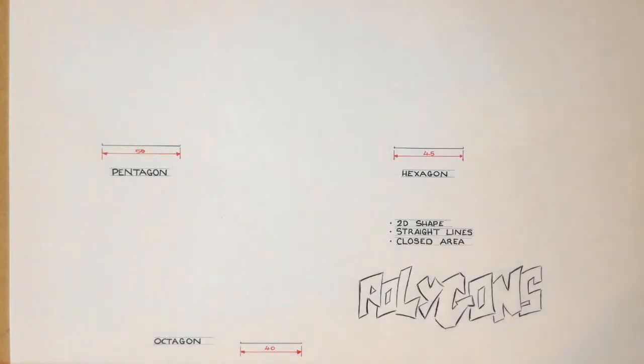Hi folks, so the area we're going to be going over today is the area on polygons. It is an area that has to be covered for your junior cycle syllabus. So just a little bit of background on polygons and what actually makes a polygon.